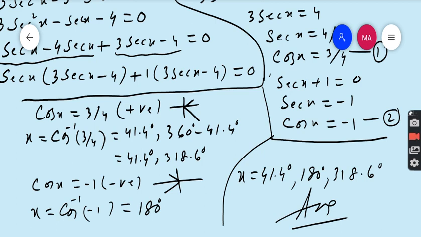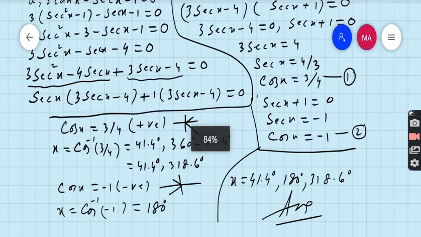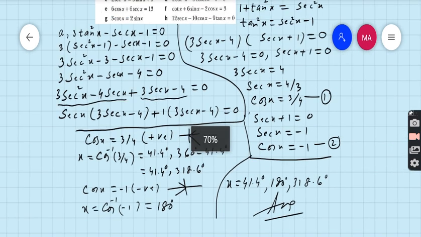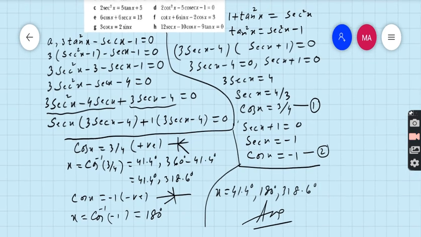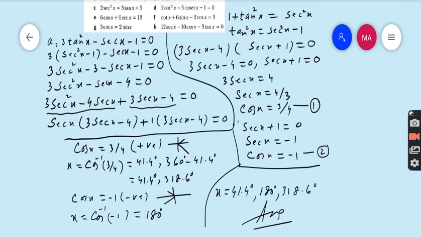So hope you completely understand part A of question number 6. This is the summary. Let's start part B.